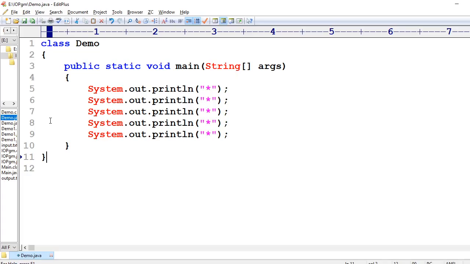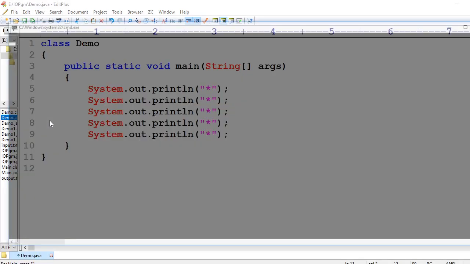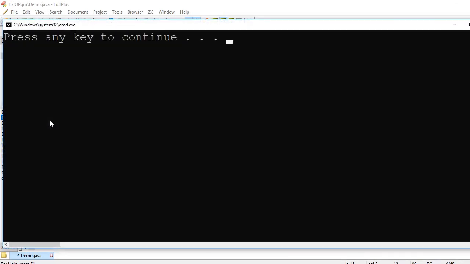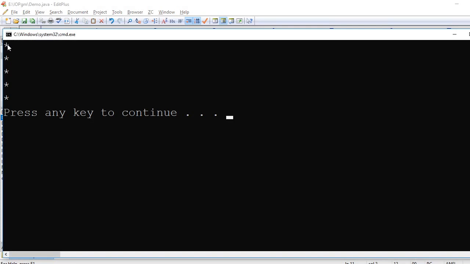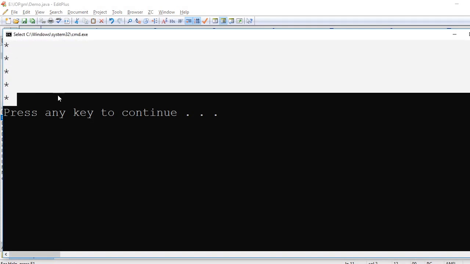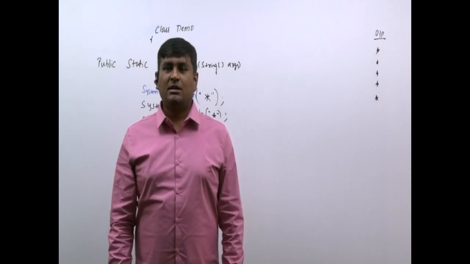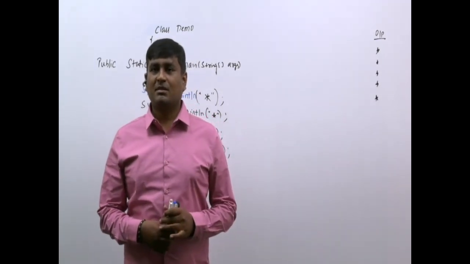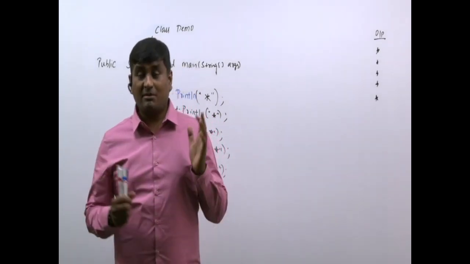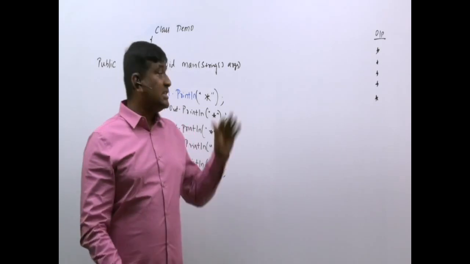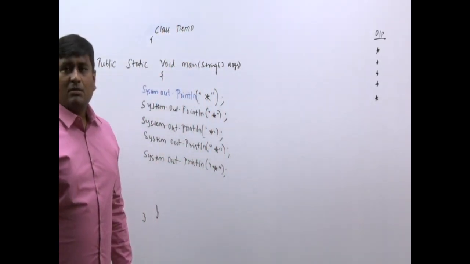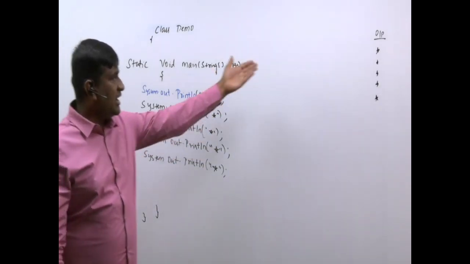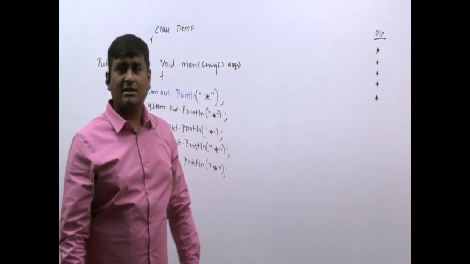So here is the same program. If I compile my code, there is no problem. If I execute, I have got 5 stars. Did you see the output? Are you happy? But I am not happy because this is not the style of writing the program. Why, sir? I have written the program and I got 5 stars. That was your requirement. Yes.